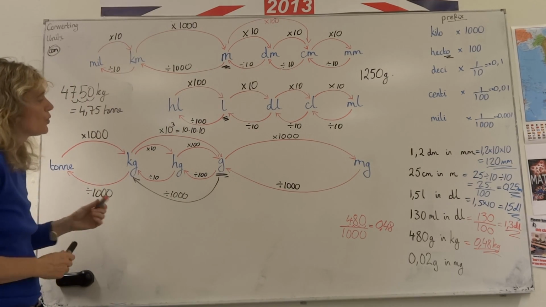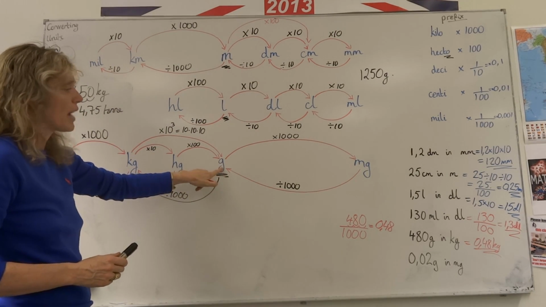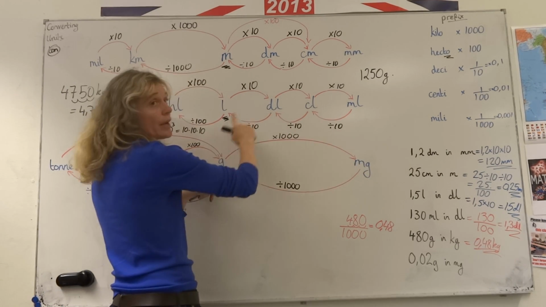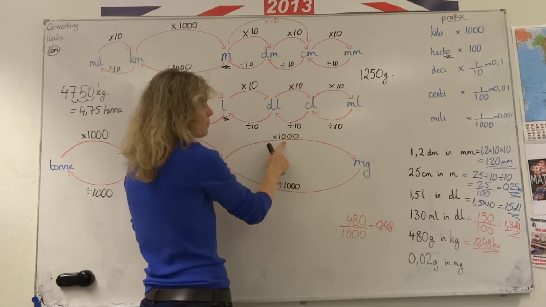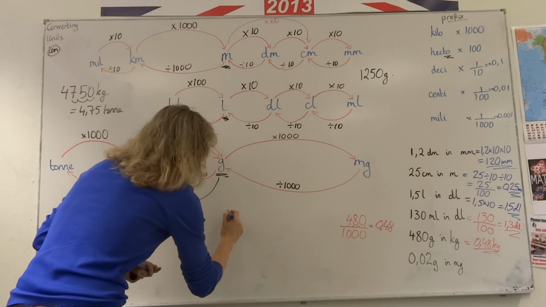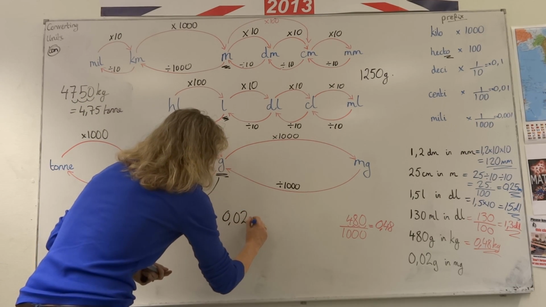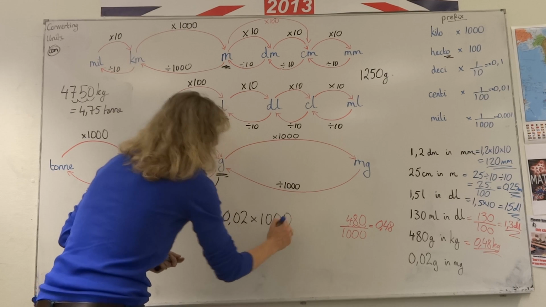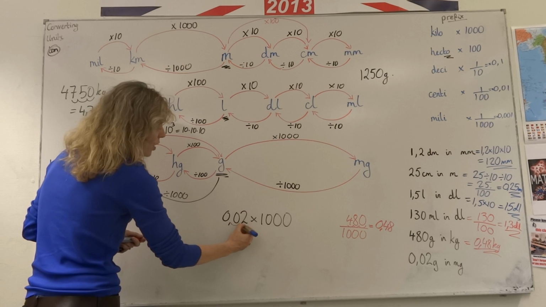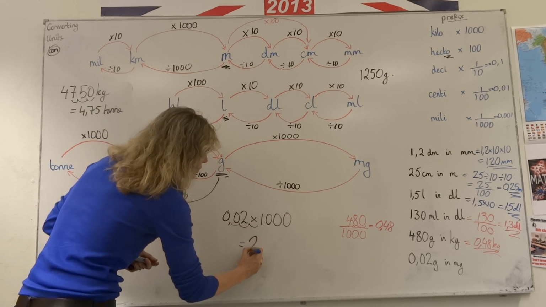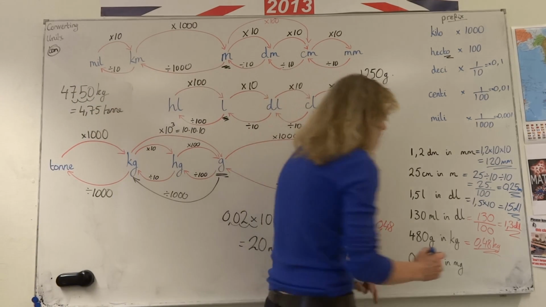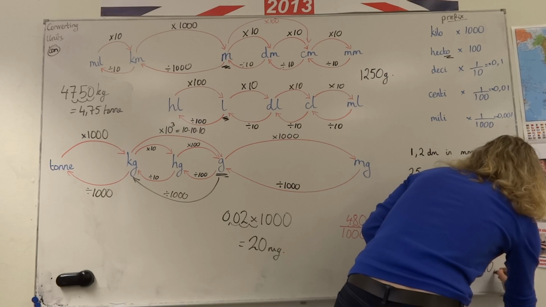0.02 grams into milligrams then. Grams is the big unit, and I'm changing to milligrams, the small unit. So I'm going from big to small. I multiply by 1,000. So 0.02 grams multiplied by 1,000. I have 3 zeros here, so I move my decimal point 3 places. 1, 2, 3. It's going to give me 20 milligrams. So 0.02 of a gram is the same as 20 milligrams.